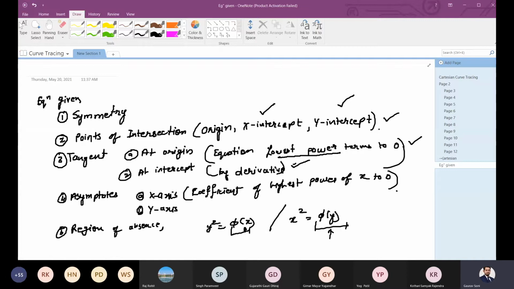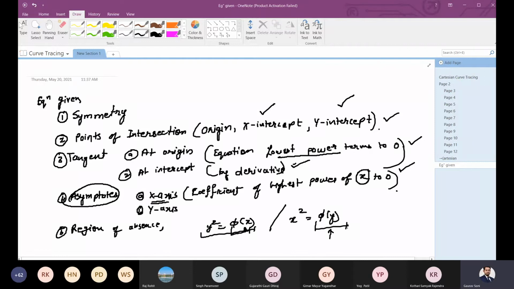The next is the asymptote. What do we mean by an asymptote? Asymptote is nothing but the tangent at infinity. Whatever tangent we get at infinity, that tangent is called the asymptote. And how do we find it? We have two things. To find the asymptote parallel to the x-axis, we equate the coefficient of the highest power of x to 0. Whatever highest power of x appears in the equation, you take its coefficient and equate it to 0. That is how we find the asymptote parallel to the x-axis.